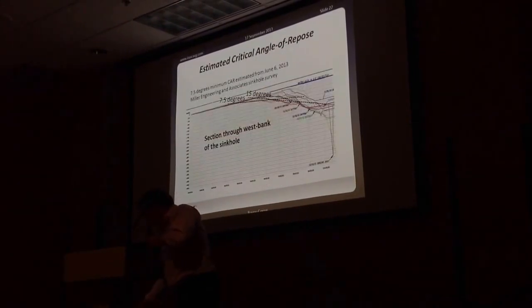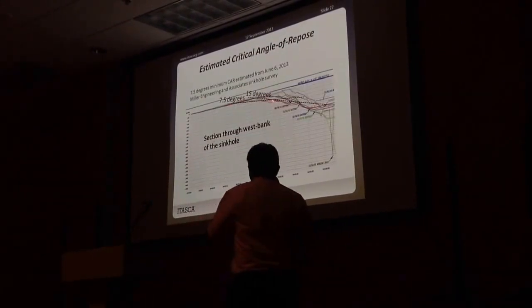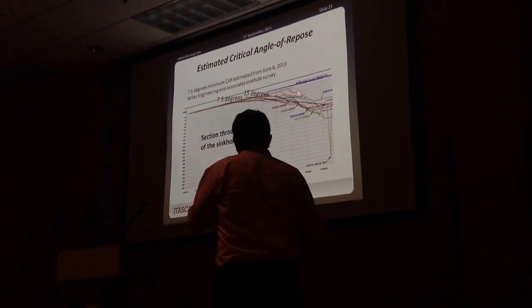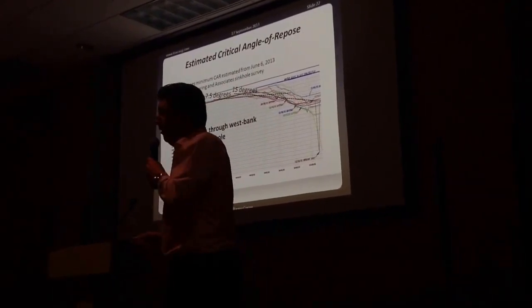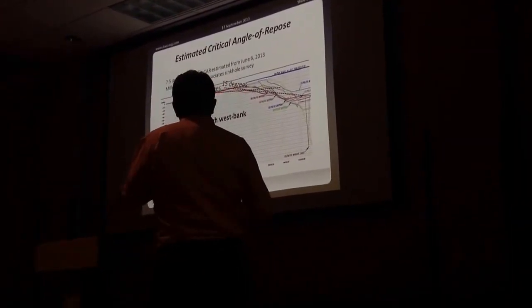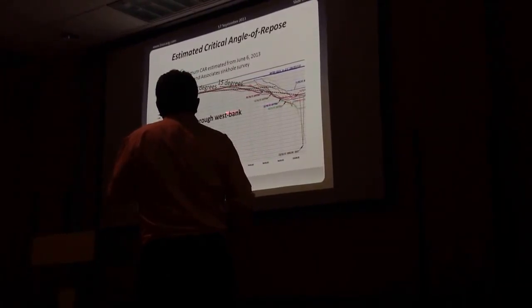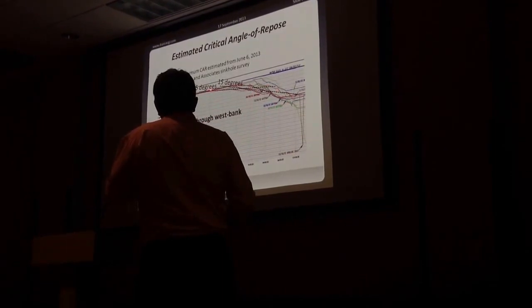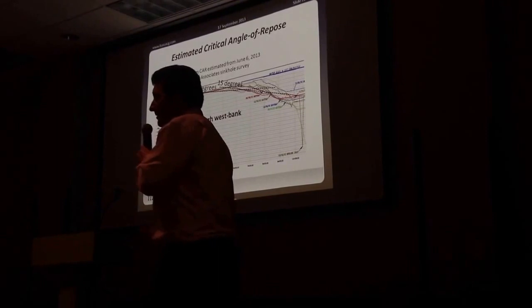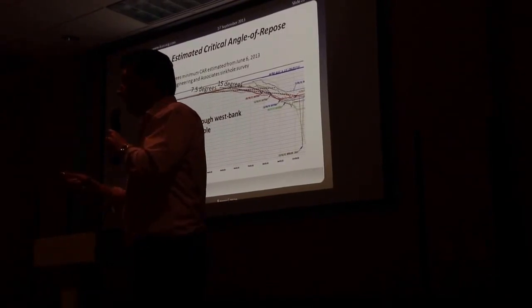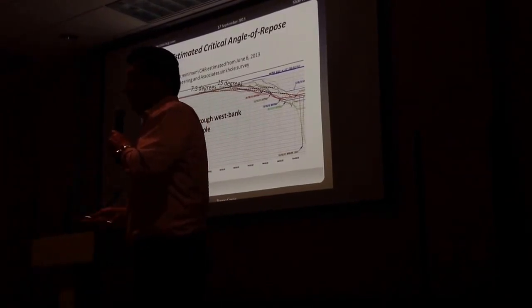This is the surveying that's being done across the sinkhole. This is a depth profile. It shows a measurement of the sinkhole down to about 160 feet. And what this is showing you is this angle of repose. As I mentioned before, what we were thinking at the beginning was this would be about 25 degrees.